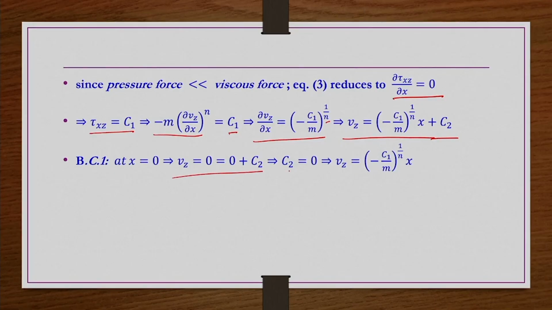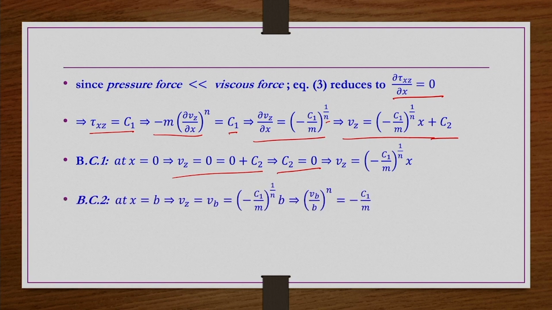After obtaining the constants, are we getting the same velocity profile as in the case of Newtonian fluid or not, that we check. So, at x is equal to 0, Vz is 0. So, C2 you are getting 0, that means Vz is equal to minus C1 by m whole power 1 by n times x. C2 is 0 anyway. Now, apply the second boundary condition at x is equal to b, Vz is equal to Vb, and that should be equal to minus C1 by m whole power 1 by n times b in place of x.